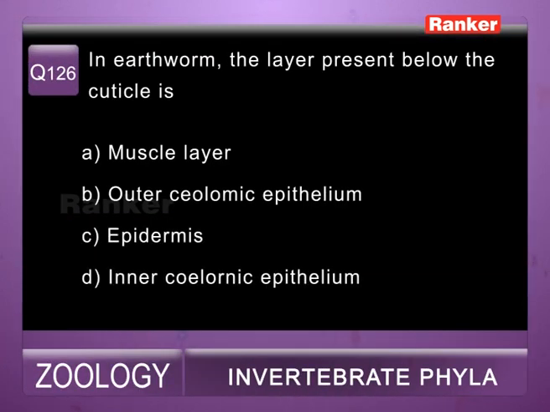126th question here now. In earthworm, the layer present below cuticle is: A, muscle layer; B, outer coelomic epithelium; C, epidermis; D, inner coelomic epithelium.